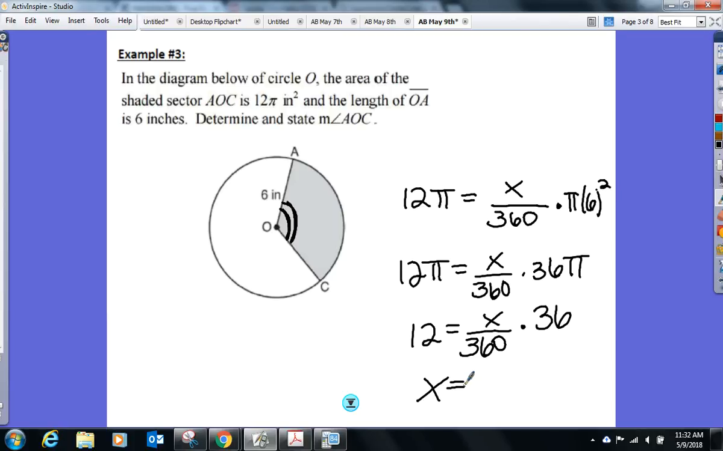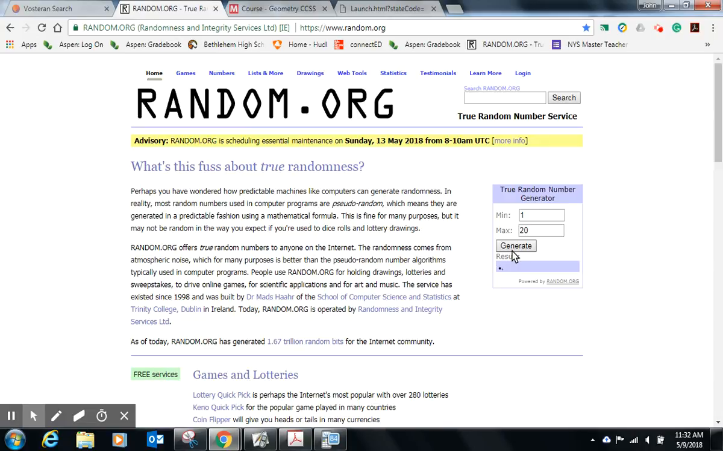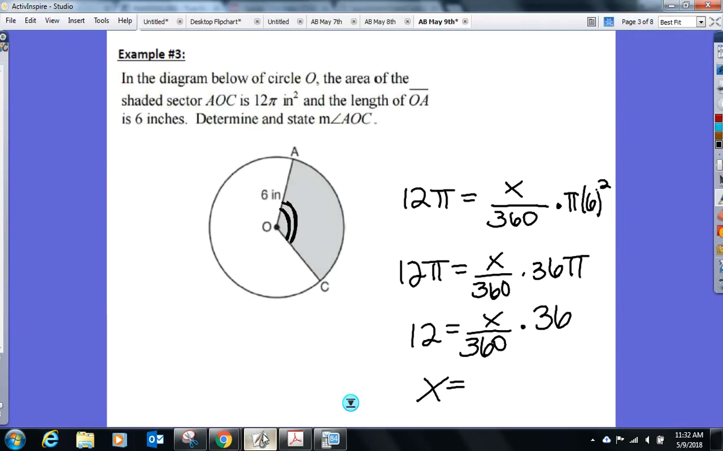Measure of the arc. 17, measure of the arc. Do we want to see how we do that? You can divide by 36. You can multiply by 360, a couple different options at the beginning. Okay, divide by 36 or multiply by 360, it's up to you. But yes, 120 degrees. Okay.